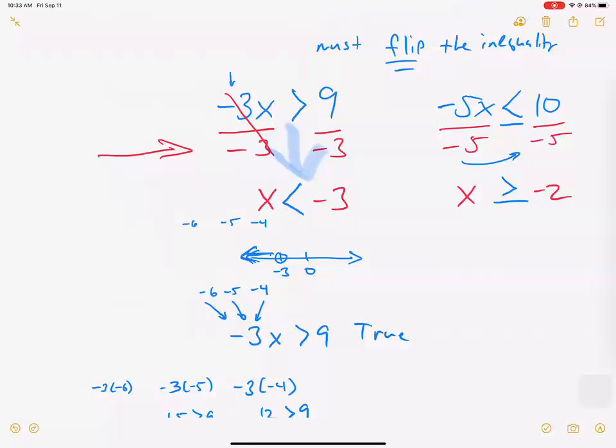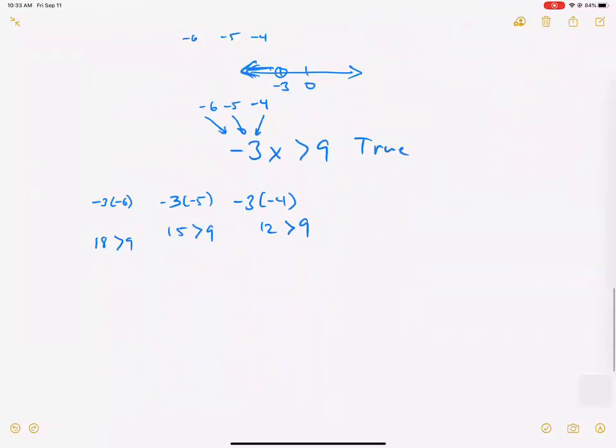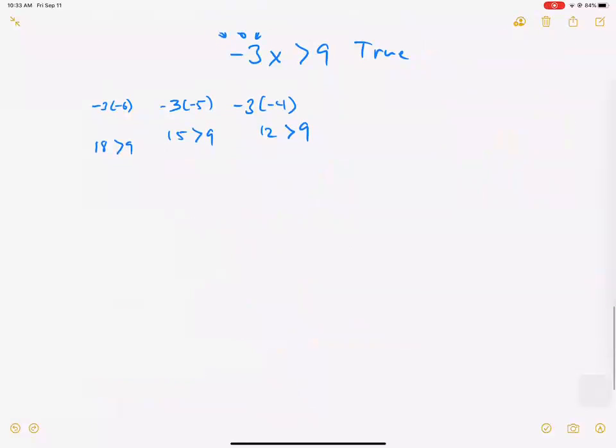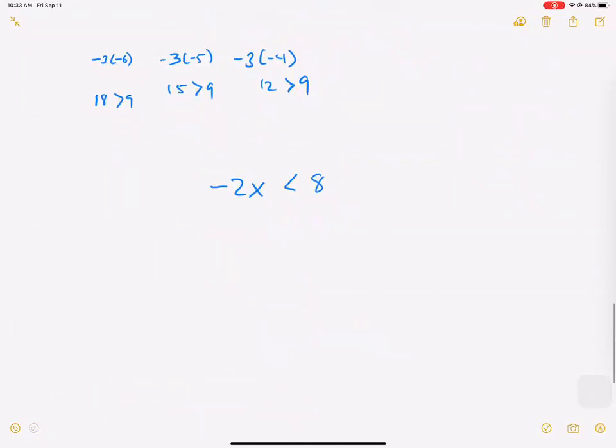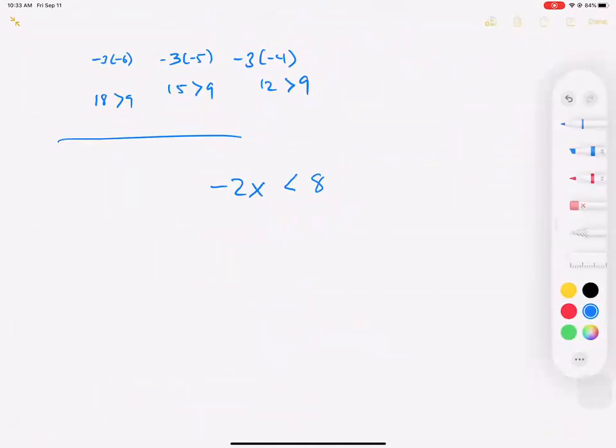Now, I'm going to make a mistake. On my next problem, I'm going to make a mistake. I'm going to say negative 2x is less than 8. The way we would solve this problem is we would divide both sides like normal by negative 2, and we end up with the answer x less than negative 4.